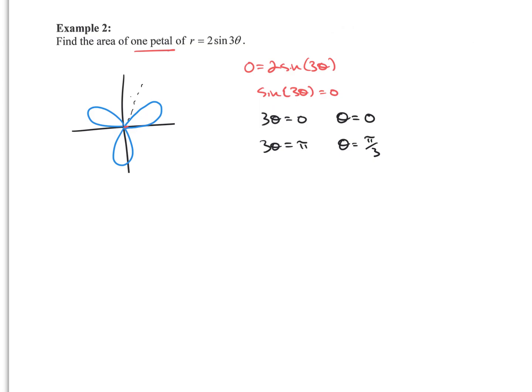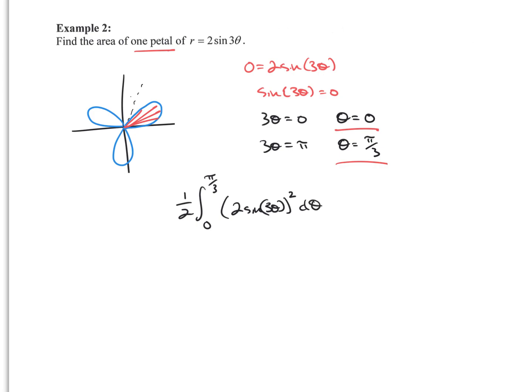1 petal. So it starts at the pole, and then it's going to finish back up at the pole in how long? At pi over 3. It's going to go from 0 to pi over 3. So they're going to accumulate kind of like that. All right, and so we can just throw it in. So now we'd have 1/2 the integral from what? 0 to pi over 3. And then my r is what? 2 sine of 3 theta, and I'm going to square it. Make sure it's the whole quantity.